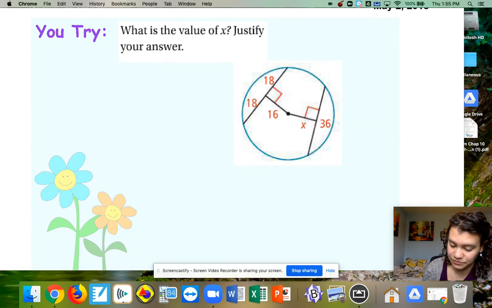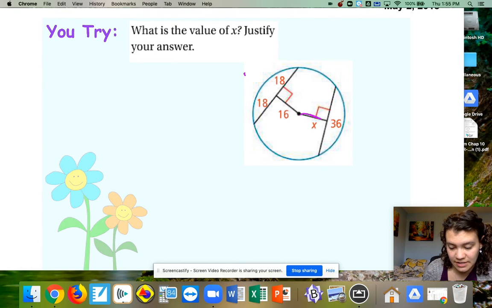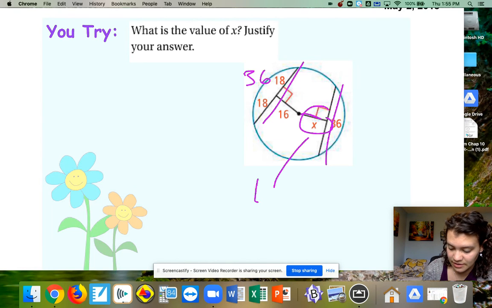Last one here, if you want to figure out what x is, we can look. 18 plus 18 is 36, so these are the same. So x has to be 16, like that.